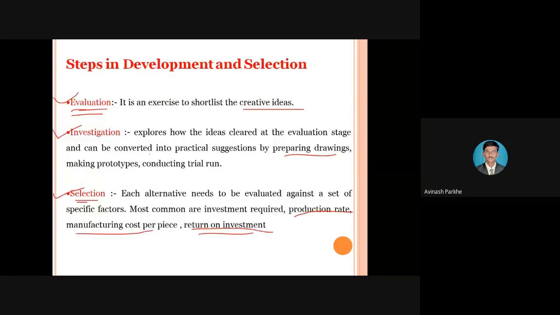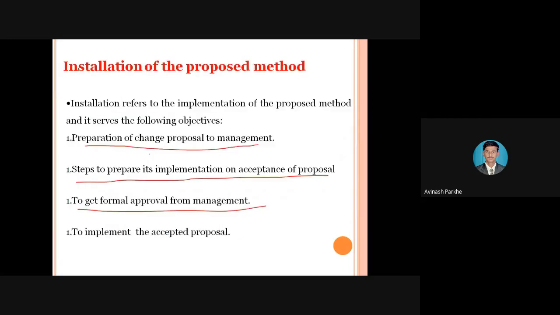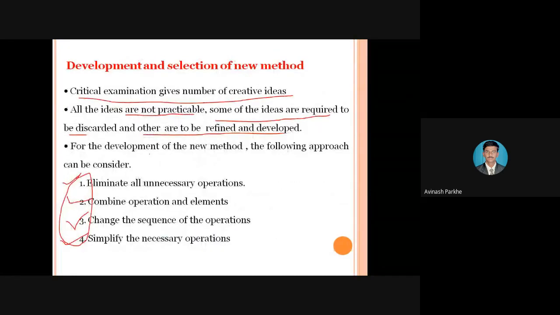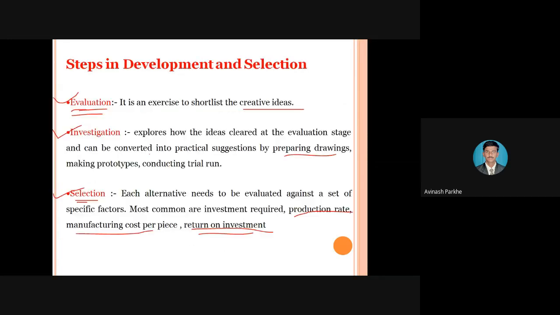Which are the steps? The first one is the evaluation, second is the investigation, then the selection, and the last one is the installation of the new method. So these are the 4 steps which we have to consider in the development and selection of a new method. If I have to develop a method, select a method, and implement that method in the industry, which steps do we have to follow? These are the 4 steps.